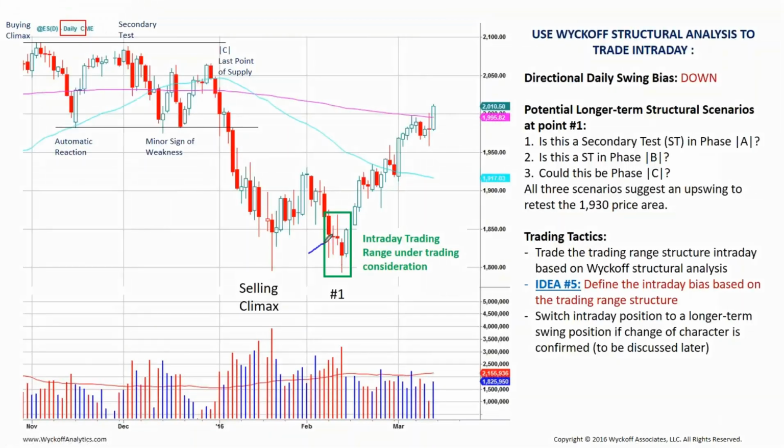So this was day number 1, day number 2, 3, 4. So until day number 5, we don't have any confirmed change of character. Okay, so it's all going to be down, down, down, and then potential change of character, and then confirmation. Yeah, so it's going to be down, down, down.